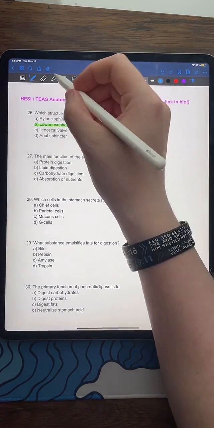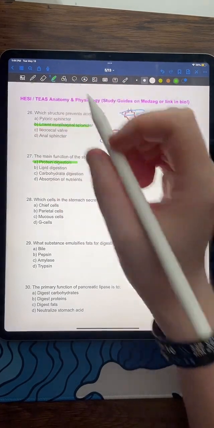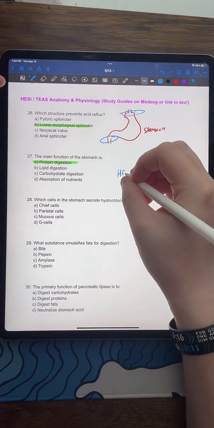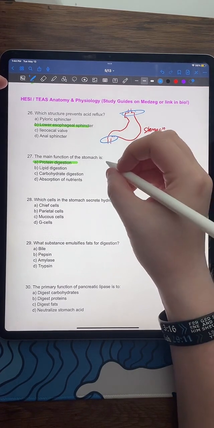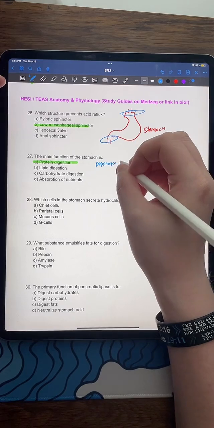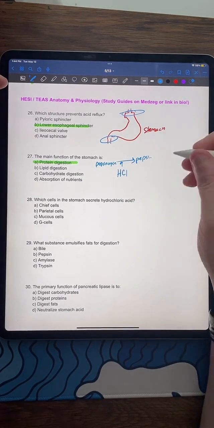Fantastic. It is A. It is protein digestion. So the stomach primarily breaks down protein using pepsin and hydrochloric acid. So hydrochloric acid is going to activate pepsinogen into pepsin.